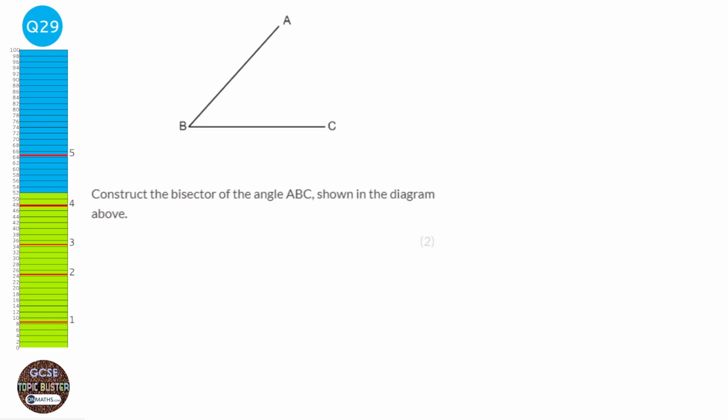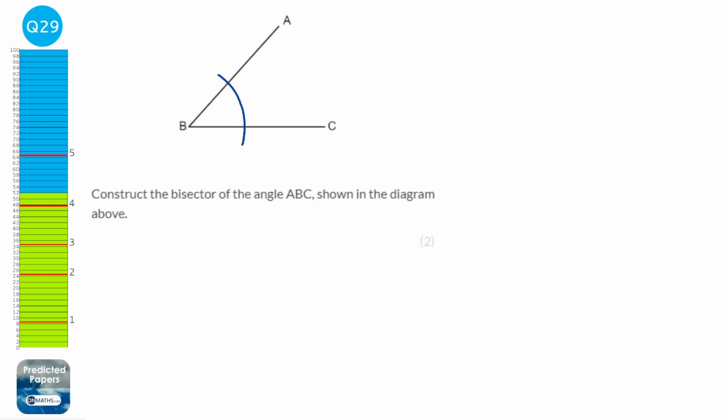There's a very specific way to draw an angle bisector, and you start off with a pair of compasses and put the point on B, and then draw an arc from B. And it doesn't matter what the distance is, as long as it's kind of roughly maybe halfway between A and B. It doesn't matter what the distance is.